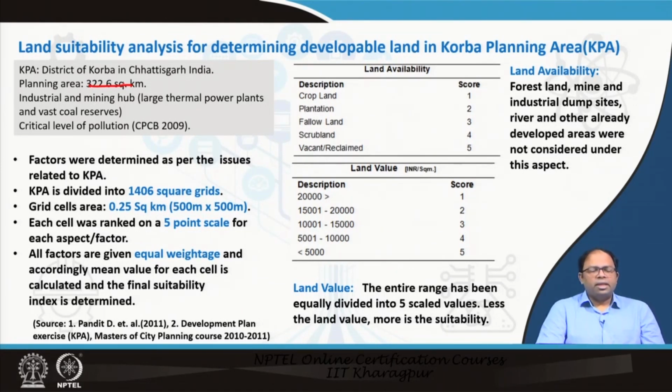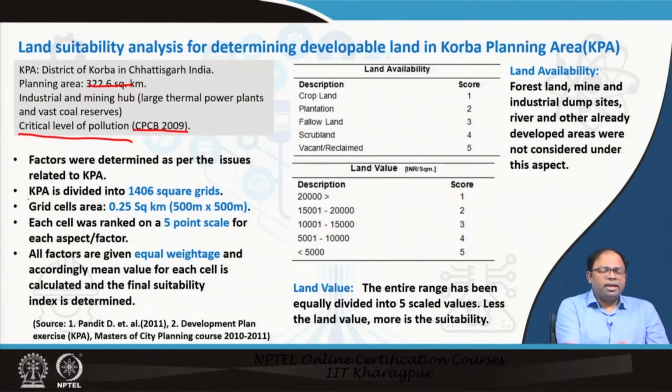So these are the issues that were there, and this area was critically polluted at that point of time, which was assessed through a CPCB report of the year 2009. So this was the situation when we started doing this assessment. First we determined the different factors as per issues related to the Korba planning area. Issues in this area were related to many things. For example, pollution was a big issue, land value was a big issue. Then because there was a lot of agricultural land in the surrounding area, land availability was an issue. So these are the different factors.